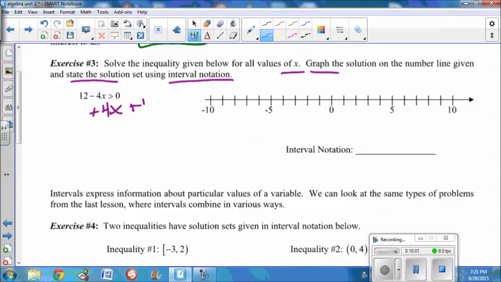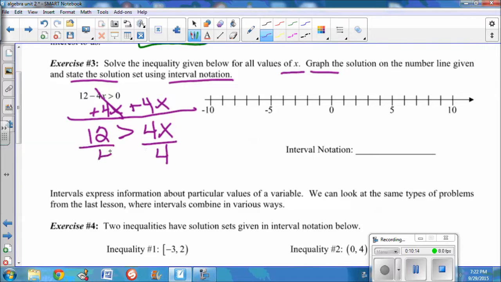I'm going to choose to add 4x to both sides. And why did I choose that? It wouldn't have been wrong if I subtracted 12, but I decided I didn't want to divide by a negative. So that's why I added 4x to both sides. So when I divide by 4, I read from my variable: x is less than 3.